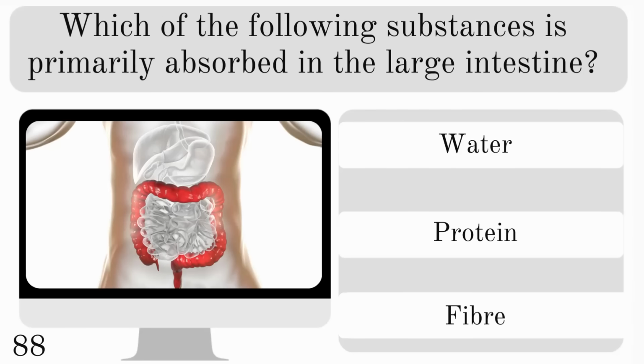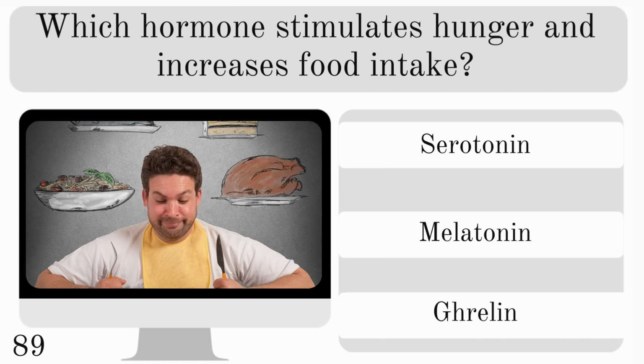Which of the following substances is primarily absorbed in the large intestine? Water, protein or fibre? And the correct answer is water. Which hormone stimulates hunger and increases food intake? Serotonin, melatonin or ghrelin? And the correct answer, ghrelin.